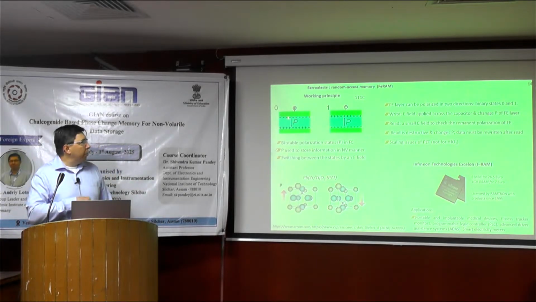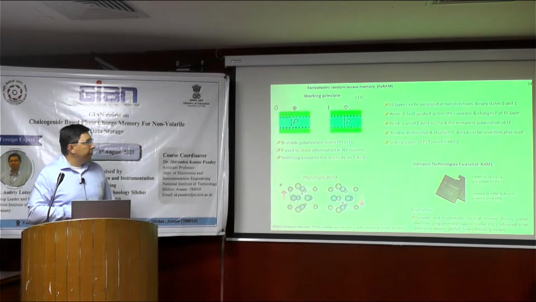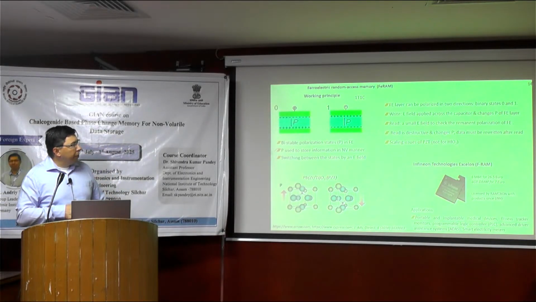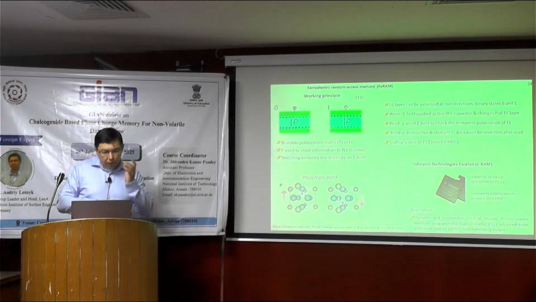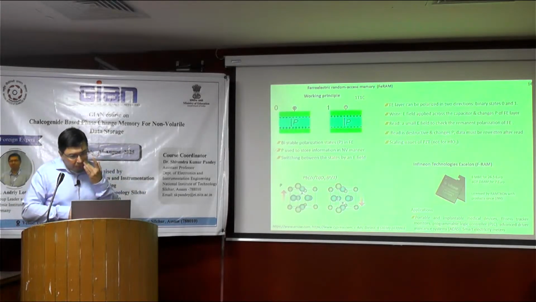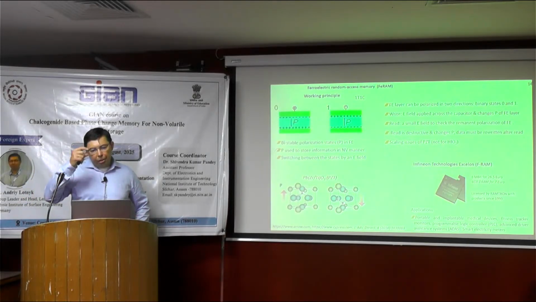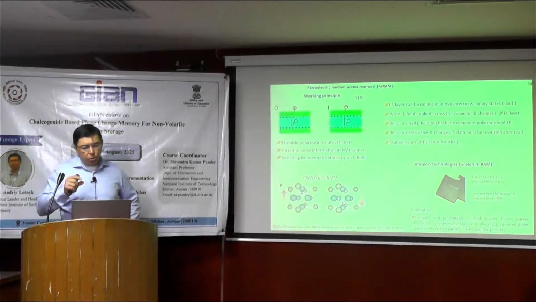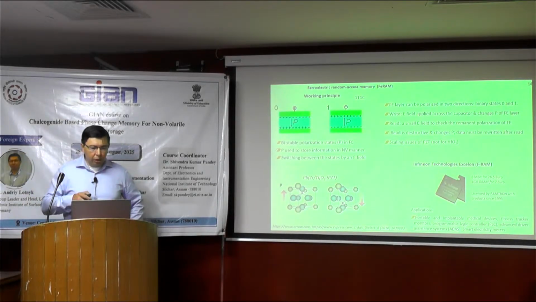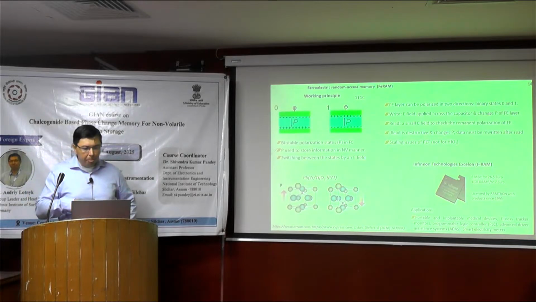So we apply an electric field across here. It's a simple capacitor, one transistor, one capacitor. We need two electrodes and one ferroelectric layer. There are also advantages and disadvantages of these technologies. One disadvantage is poor scaling of PZT, so you cannot scale it to a thickness of 20 or 30 nanometers because you lose the effect of ferroelectricity.